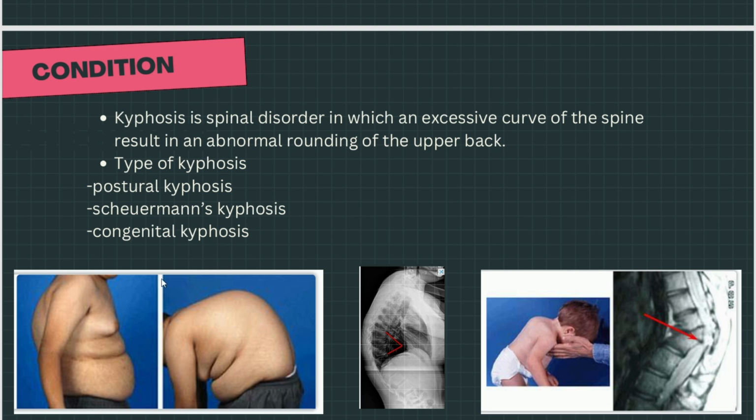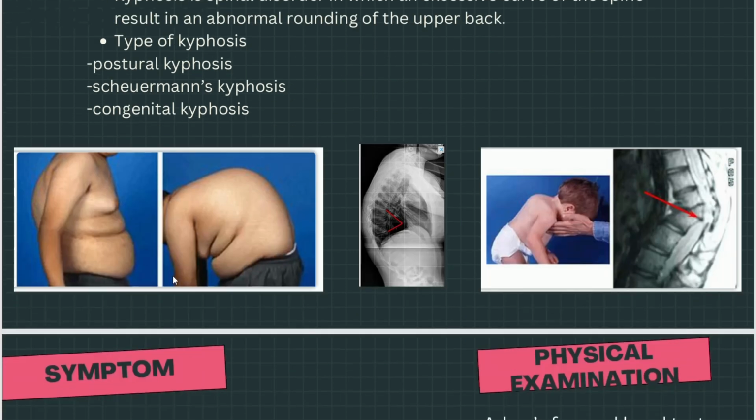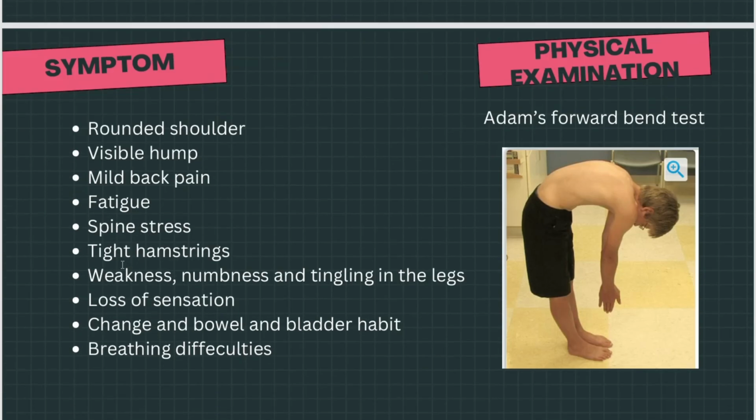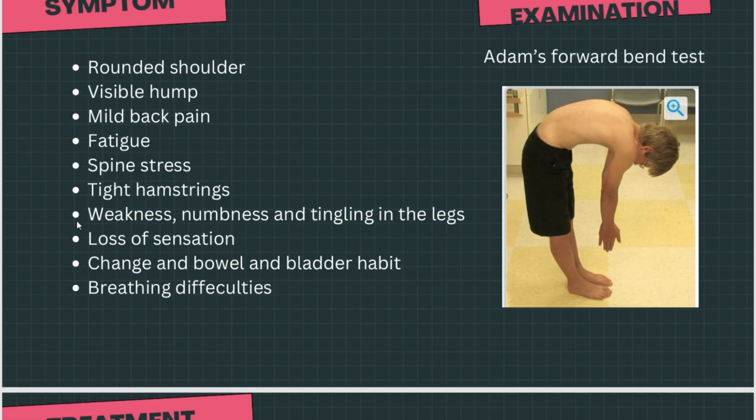So we move on to congenital kyphosis. It is present at birth. It occurs when the spinal column fails to develop normally while the baby is in the womb. The bones may not form as they should, or several vertebrae may be fused together. Congenital kyphosis typically worsens as the child ages. So next, the symptoms.